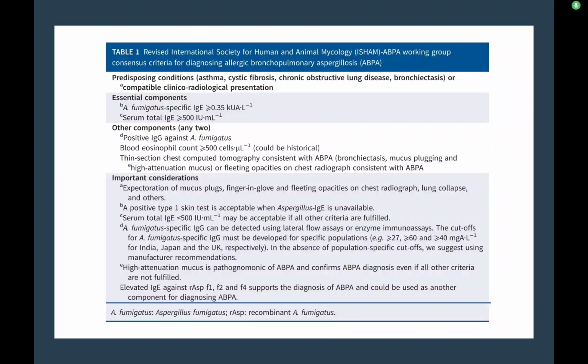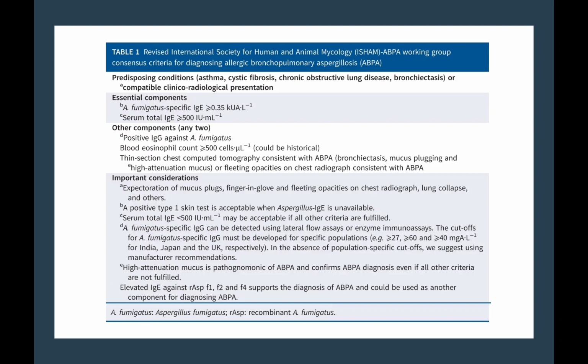Hello everyone. Today we will discuss the latest guidelines on allergic bronchopulmonary aspergillosis, that is ABPA. This was recently published in the European Respiratory Journal by the International Society for Human and Animal Mycology, that is ISHAM. I will go to the summary slides.